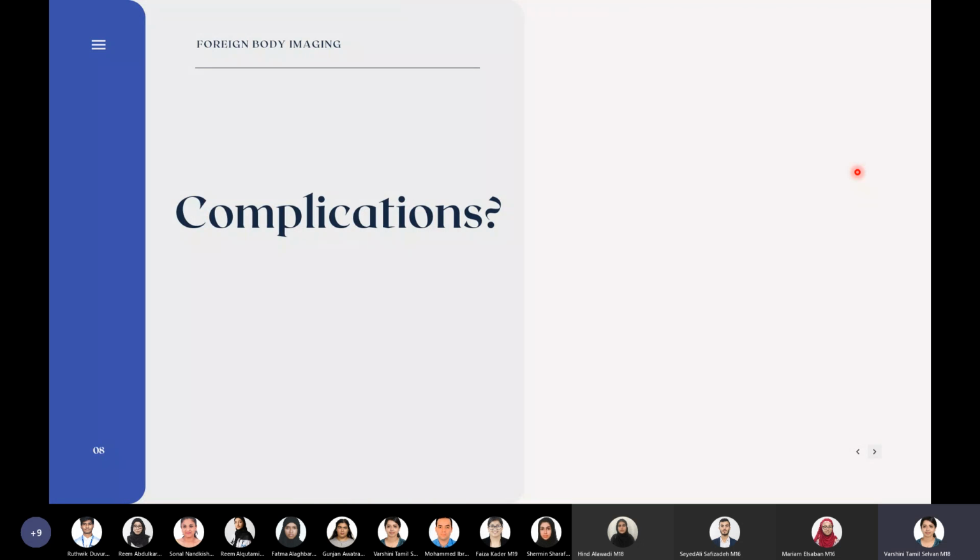What kind of complications can come by foreign bodies? Do you guys want to give it a try? You can use a chat box. Suffocation? Yes, suffocation. What else? Suffocation is a good answer. What other complications can occur in children?